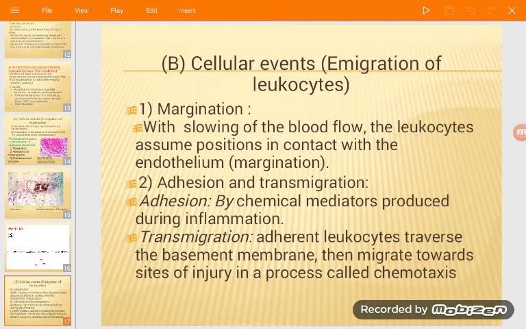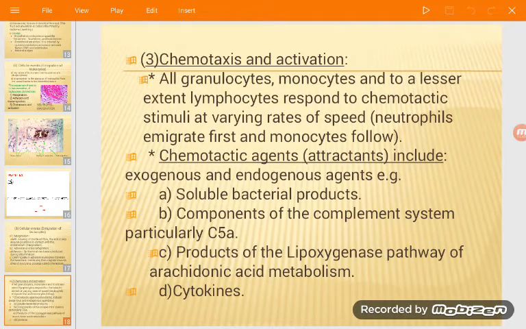The cellular event, as I said, includes margination, then adherence of leukocytes, mainly neutrophils, to the endothelial cell, and transmigration. The adhesion is done by certain molecules which are expressed during inflammation. Then after transmigration, the cell will be drawn by chemotaxis to the area of injury.